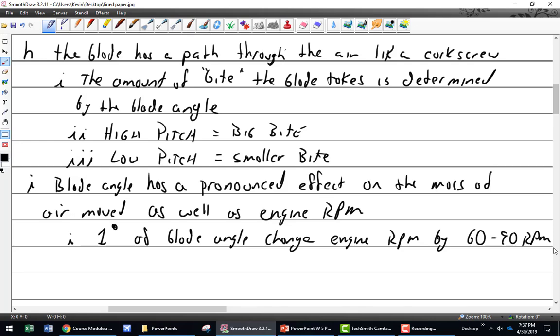So if I have a prop and I go out and check the static RPM and I get 2300, and I have it repitched, putting 1 degree more pitch in the propeller, I'm going to lose 60 to 90 RPM. And the range on type certificate data sheets isn't a real big range, so you could actually knock it right out of airworthy.